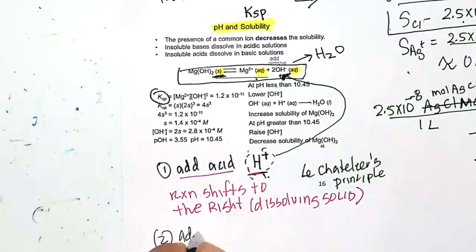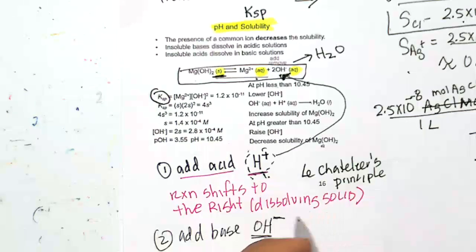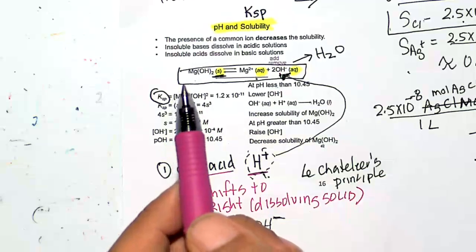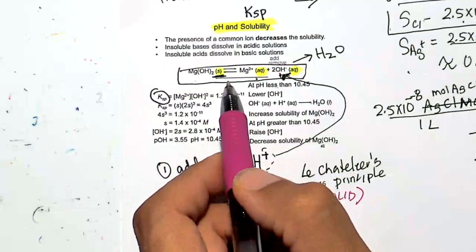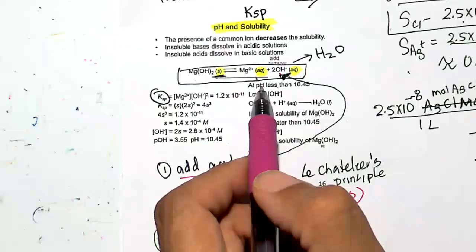Now let's add base. So what happens when you add base? What is a base? Here a base is OH-. So what happens if you add OH- to this equilibrium page from our last test? If you add more of this, which way will the reaction shift? Will it shift to the left or to the right if you add more of a product?